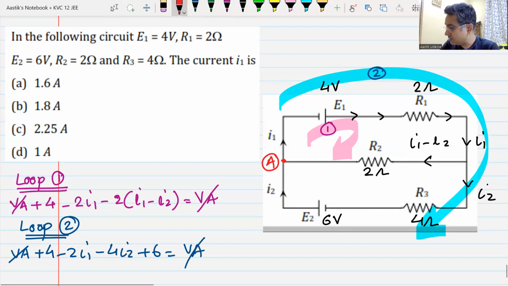So this is 1 ampere. I will not go into solving this, that's just a waste of my time and yours. Does anyone understand this? Yes or no? How many of you got the answer for this one?